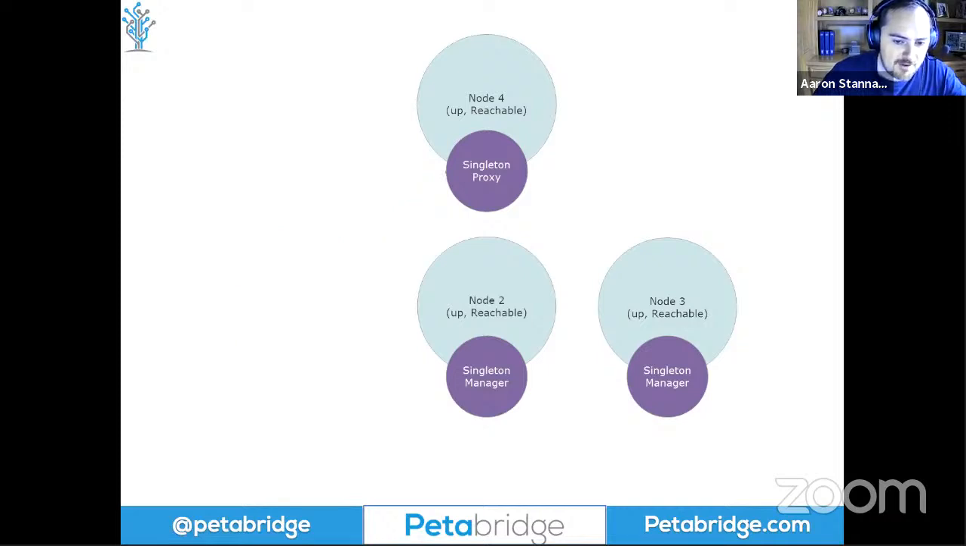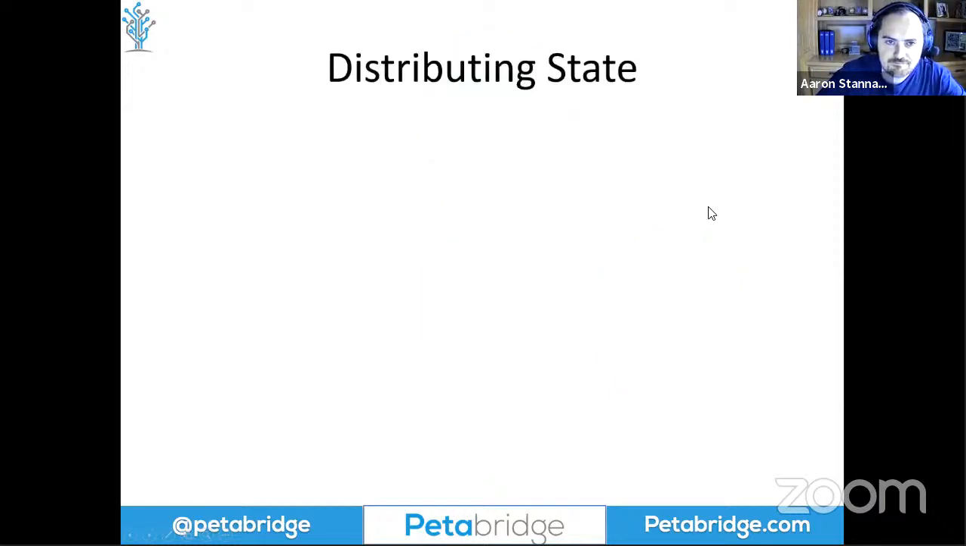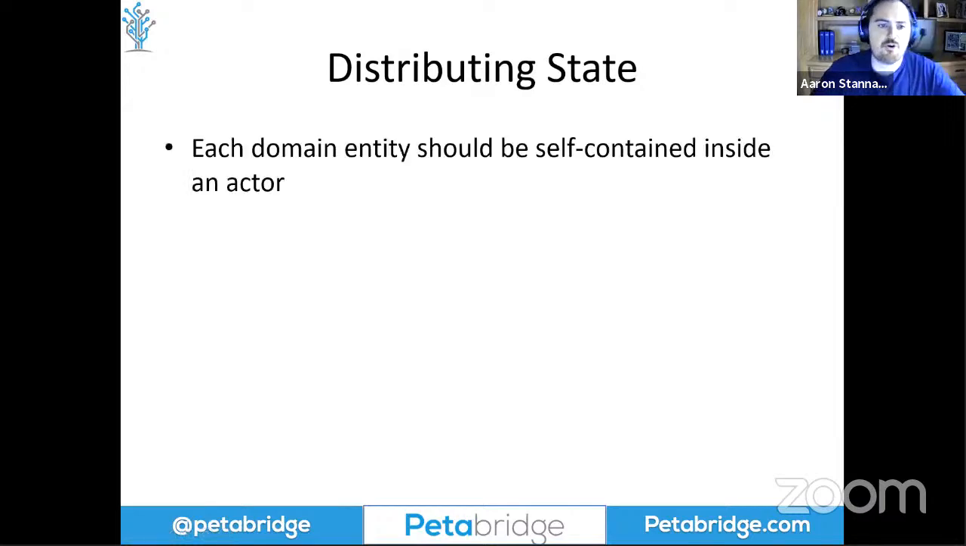Well, what's going to happen is node number 2 is now the oldest node. And we're going to go ahead and point to the singleton, and the singleton is going to be recreated on this node. And the singleton proxy will go ahead and start pointing towards this actor instead of the previous one. So that's a little bit about Akka.Cluster singletons in a nutshell. So that's all about distributing work.